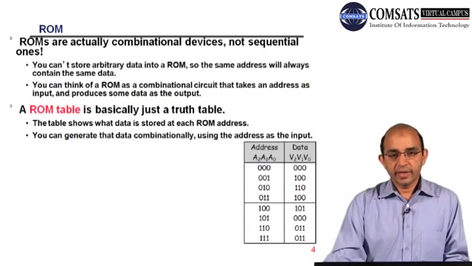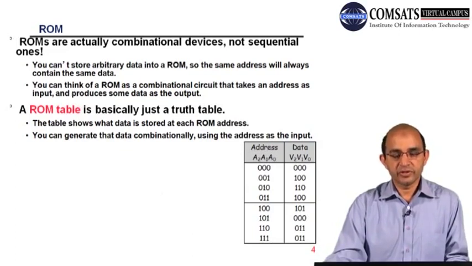As I have mentioned, ROM is an implementation of the truth table. Up to combinational circuitry, we only discussed truth tables, logical functions and different circuitry. Within that circuitry we used only the basic building blocks of Boolean logic, AND, OR and NOT. All the circuitry is based on these basic building blocks, that is, combinational logic. In other words, ROMs are actually combinational devices, not sequential devices.